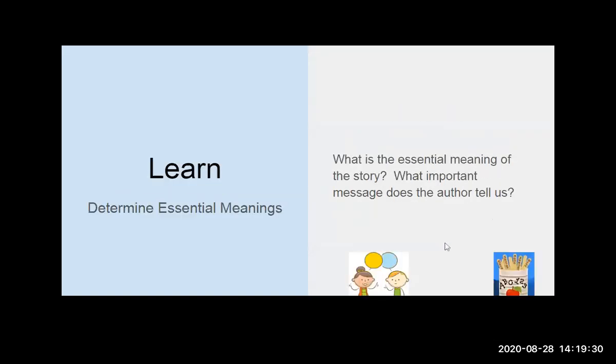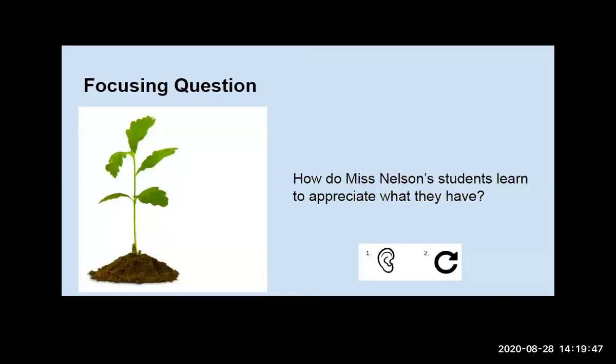We're going to skip this part. Okay, so we're going to work on determining the essential meaning of the story. All that means is, what is the important message that the author is trying to tell you in this story? What do you think the author wants you to learn from this story?